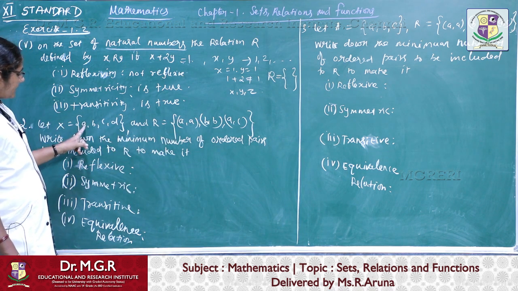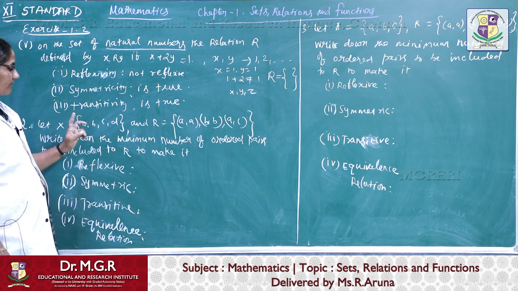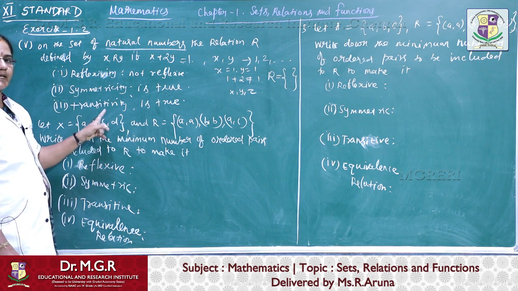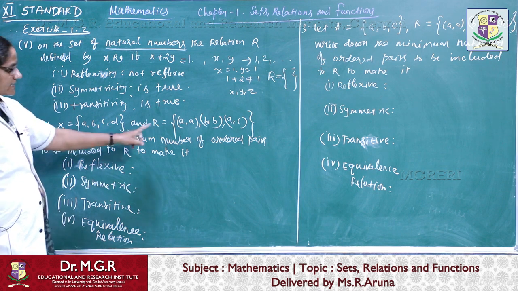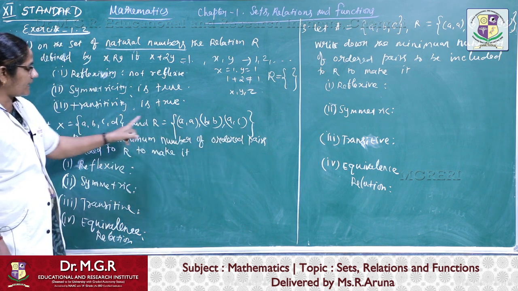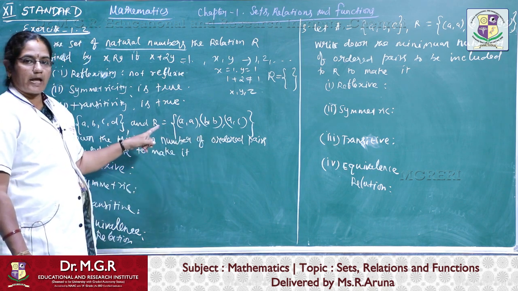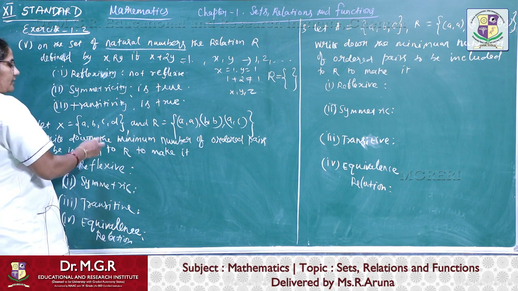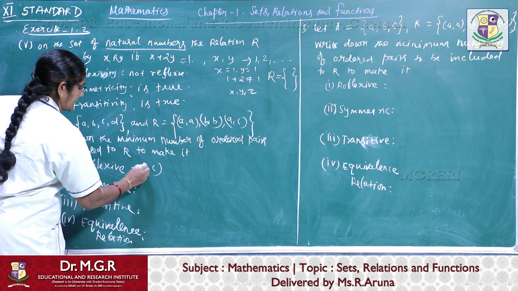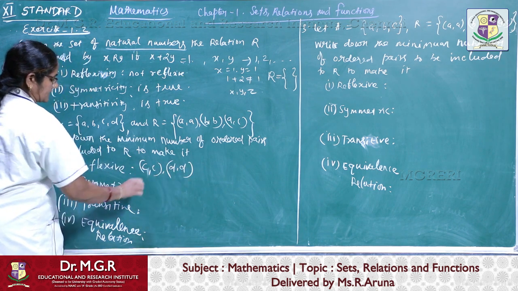We find here there are 4 elements a, b, c and d. What is reflexive? (a, a), (b, b), (c, c) and (d, d) should be there. Let us check whether all these pairs are present here. Only (a, a) and (b, b) are present. The rest of the 2 are absent here. So what are the 2 things we have to add here? The minimum pairs (c, c) and (d, d) to make it reflexive.